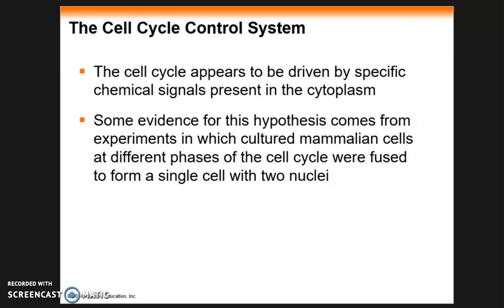The cell cycle appears to be driven by specific chemical signals present in the cytoplasm. Some of the initial evidence for this hypothesis came from experiments in which cultured mammalian cells at different phases of the cell cycle were fused to form a single cell with two nuclei. Fusion of an S-phase cell and a G1 phase cell induces the G1 nucleus to start S phase. This suggests that signaling molecules present in the S-phase nucleus stimulate the fused cell. Fusion of a cell in mitosis, or M phase, with one in interphase induces the second cell to enter mitosis.